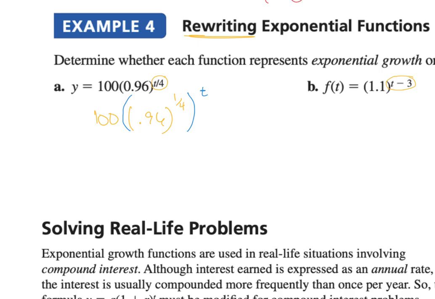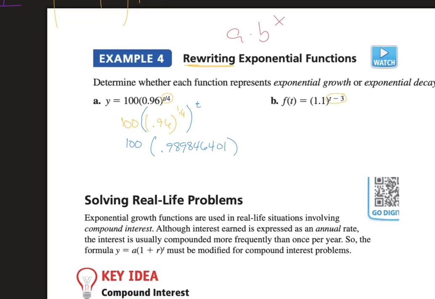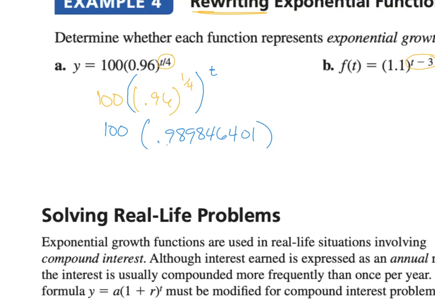And now here is when you're going to need a calculator. You're going to grab the fourth root, so I'm going to put parentheses in my calculator, 0.96 raised to the 1/4 power, and this is kind of funny, you get 0.989846. I'll write that out so you can see it: 0.989846401. I know you don't care about it being that detailed, so I'll round it to the nearest hundredth. So it's really going to be this: 100 times 0.99 to the t power.